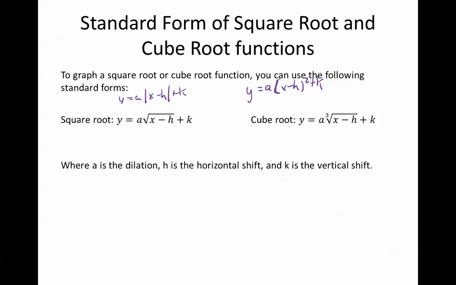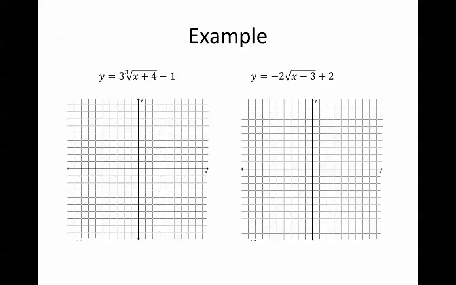The a is the dilation, the h inside the parentheses is the horizontal shift. Note the negative sign, right? That's going to make it opposite. And the k is the vertical shift, which again is the same. So we can see where our graph starts based on the horizontal shift. And then we use a to do the right dilation for it. So let's do some examples here.